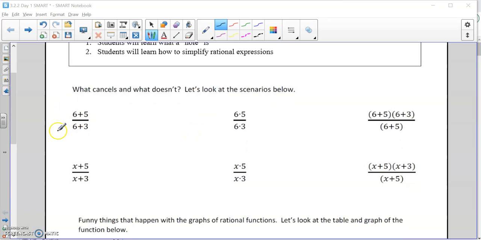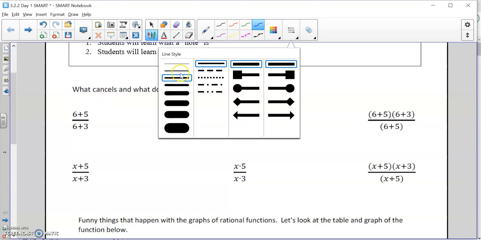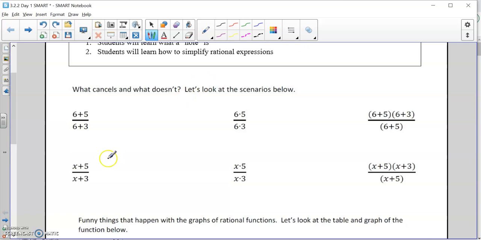So for starters, if we have something like this, 6 plus 5 over 6 plus 3, you might want to say that the 6 and the 6 cancel. It could be tempting to cross these out, but these 6's are stuck in addition and cannot be canceled because of that very reason. There's not just multiplication going on here; that 6 is attached to the 5, this one's attached to the 3, so we are unable to cancel anything in this fraction.